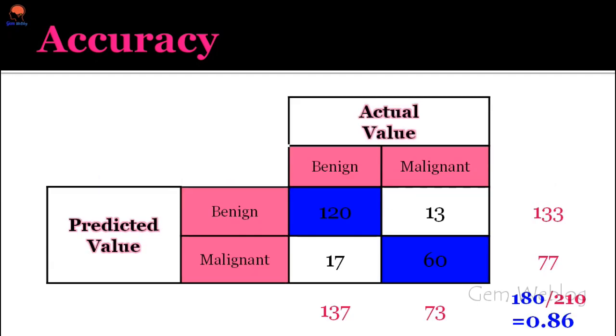Now we will see how to calculate the accuracy from the confusion matrix. Here 120 samples that belong to benign class have been correctly classified as benign class, and 60 samples that belong to malignant class have been correctly classified as malignant class by the ML model. So these two entries have been taken for accuracy calculation. So 120 plus 60 equals 180, divided by 210, which is equal to 0.86.